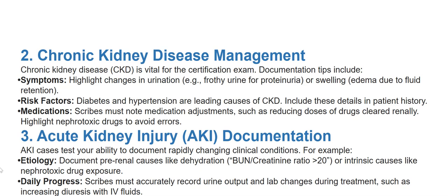Acute kidney injury (AKI) documentation. AKI cases test your ability to document rapidly changing clinical conditions. For example, etiology: document prerenal causes like dehydration, BUN to creatinine ratio more than 20, or intrinsic causes like nephrotoxic drug exposure. Daily progress: scribes must accurately record urine output and lab changes during treatment, such as increasing diuresis with IV fluids.